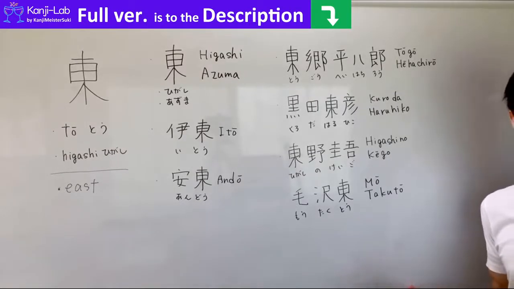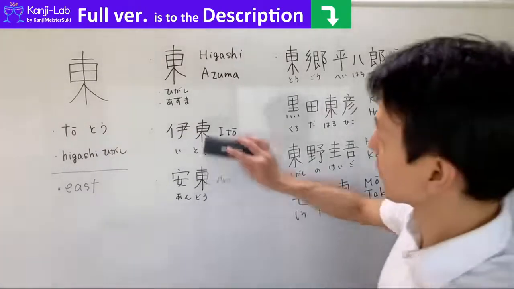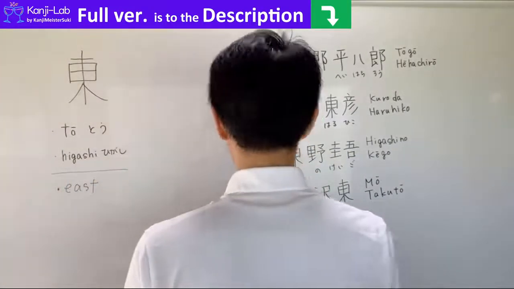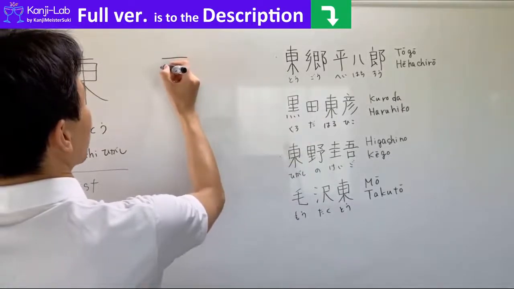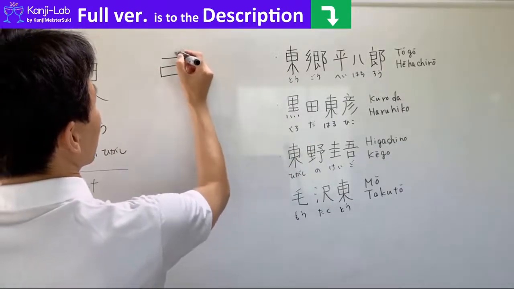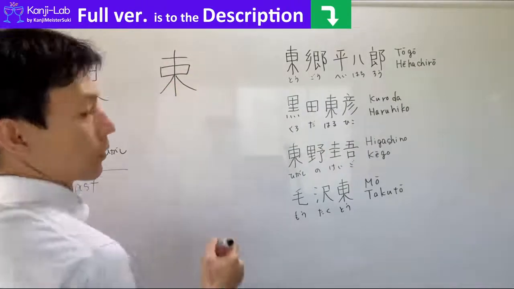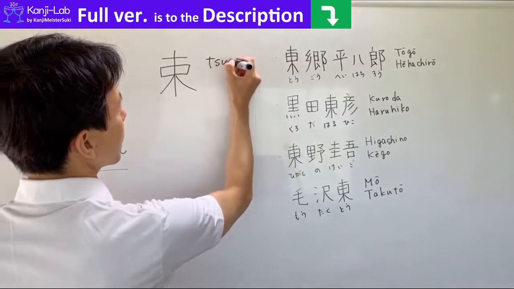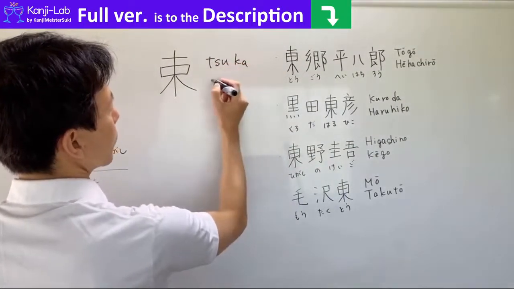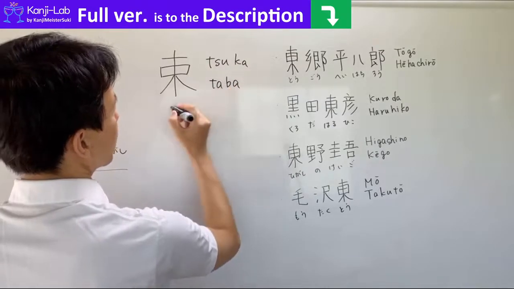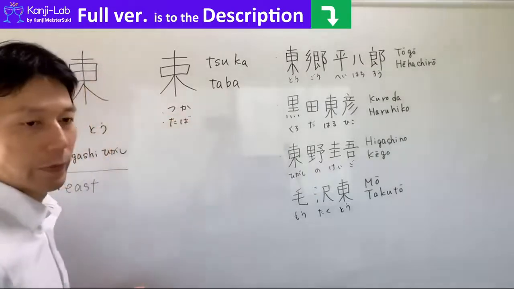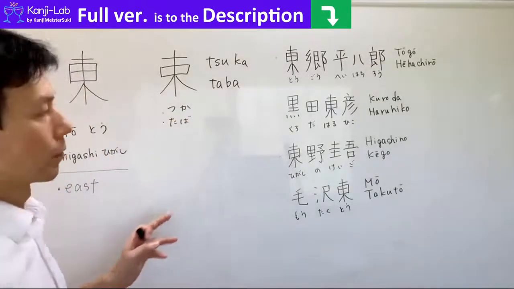Here are some kanji that are similar to higashi. Tsuka or tawa. It means bundle.